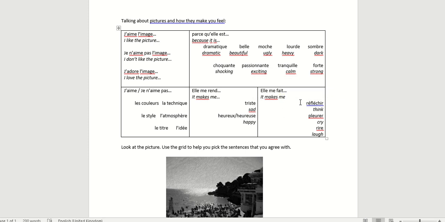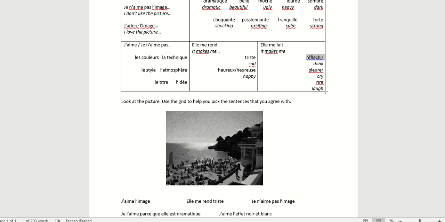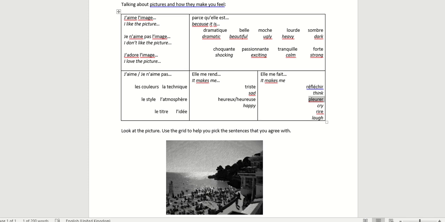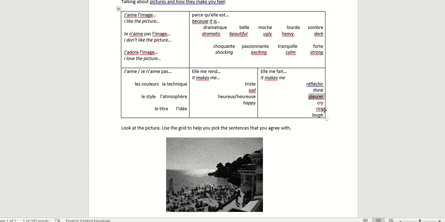And this is, it makes you do something. What does it make you do? Elle me fait réfléchir. Makes me reflect, makes me think. Yeah, made me think. Been going on about it all the time. Elle me fait pleurer. No, it's not made me cry yet. I suppose it might do if I looked at it long enough. Elle me fait rire. Right.